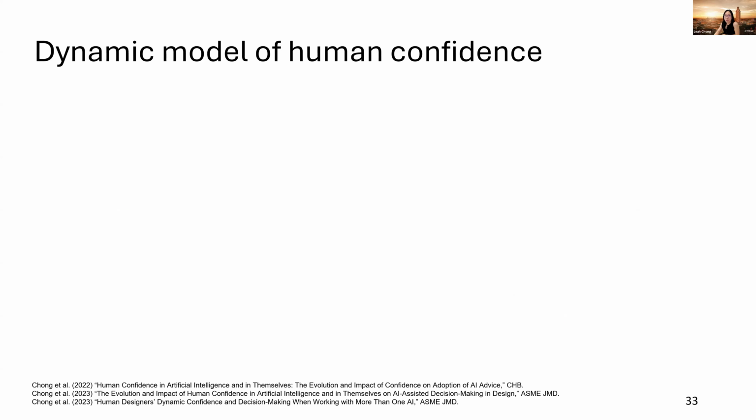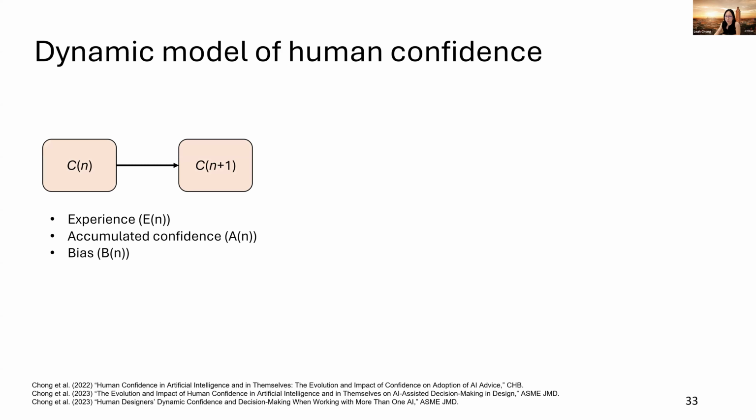And then finally, I want to talk about how I tried to model this formally. I thought it would be helpful to come up with a formal model of how human confidence changes over their collaboration with AI tools. This can really inform how we give suggestions to people and what factors we can tweak to increase their confidence levels throughout the design process.